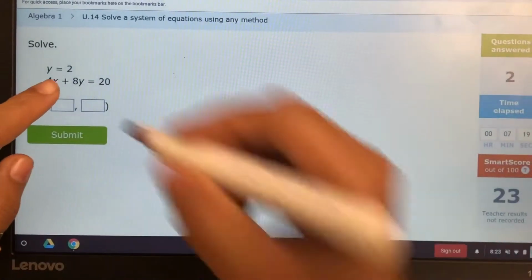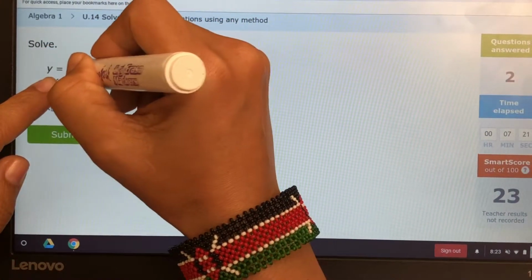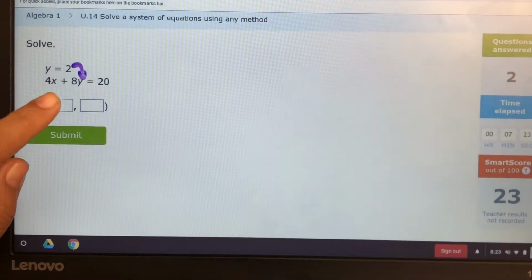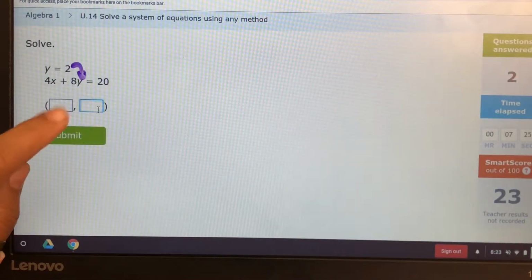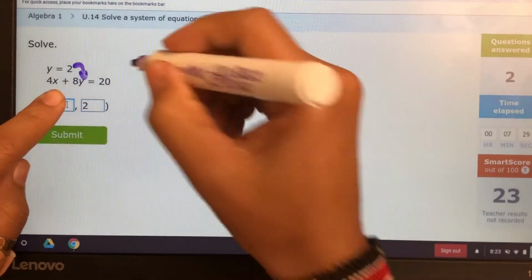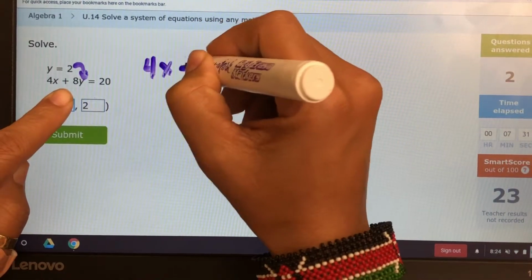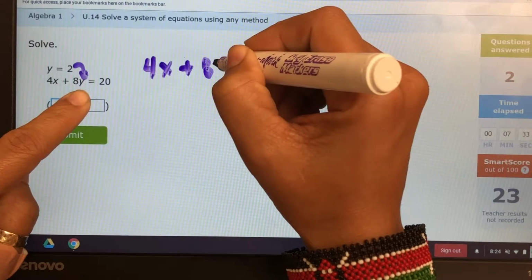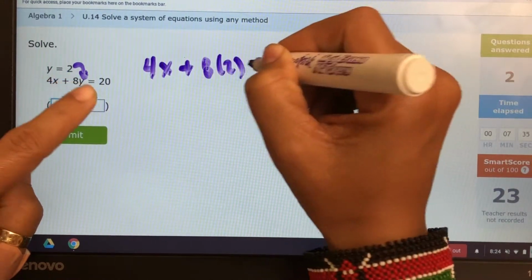Which method is the best one? Substitution, because I'm just going to substitute. Where I see y, I'm just going to plug in that number 2. So I'm already going to put in my y value is going to be 2 because it says y is equal to 2. And then over here, I'm just plugging it in. So 4x plus 8, and then I see a y, so I'm going to put in a 2, equals 20.